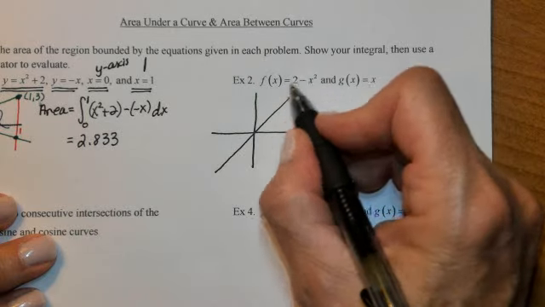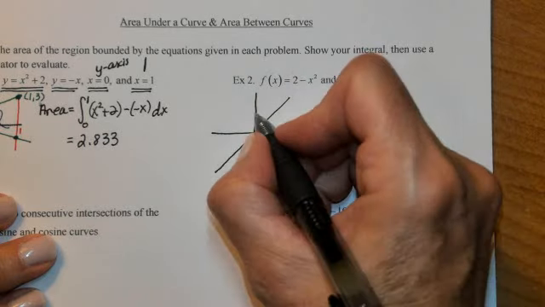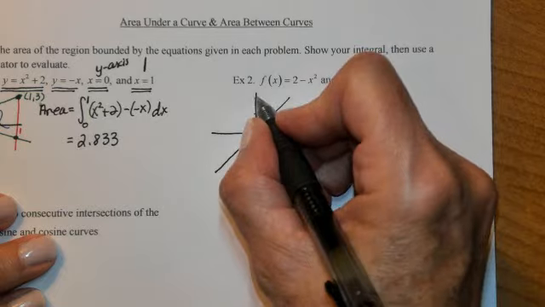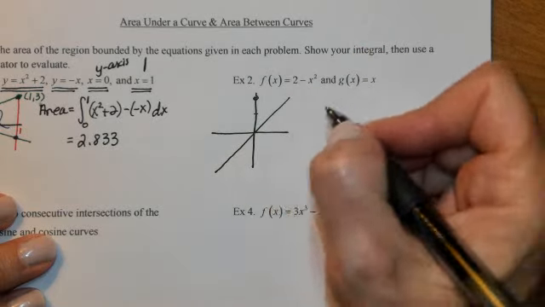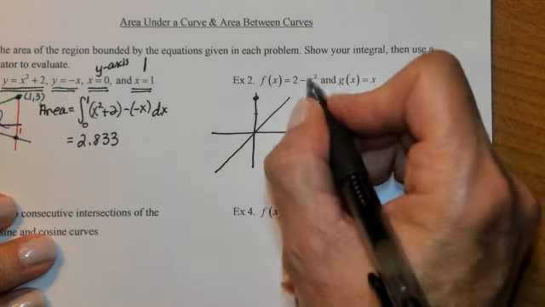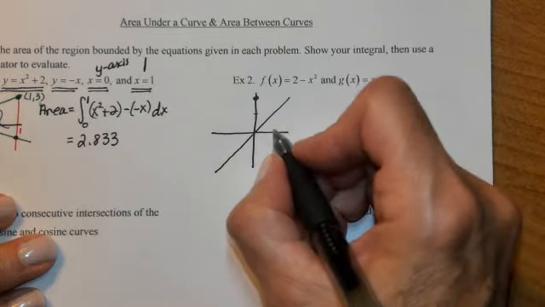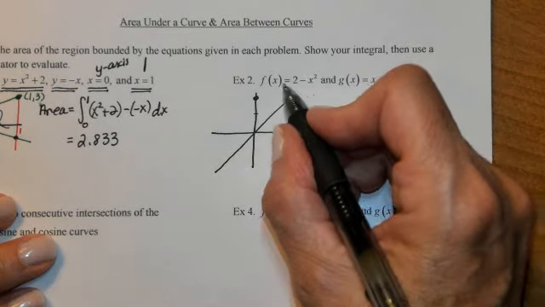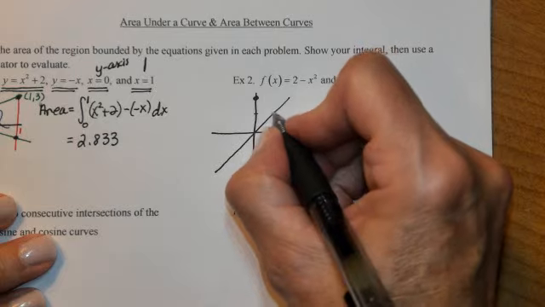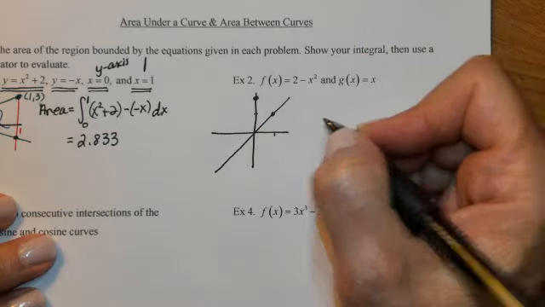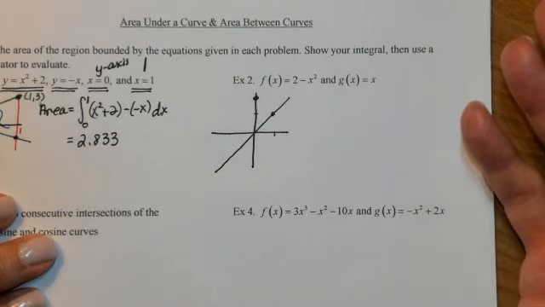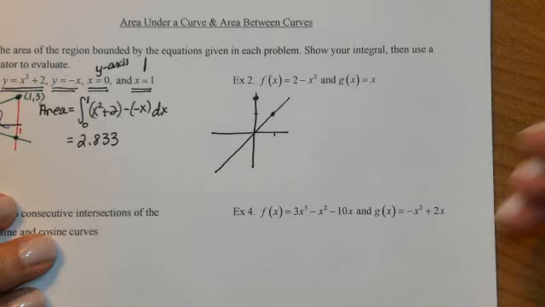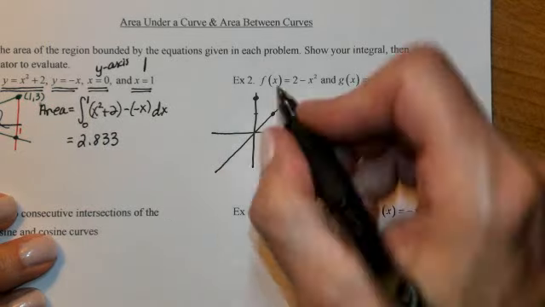And now for the parabola, I go 2 units up, right? And this parabola is going down. Let's plug in a point. When x is 1, what is y? When x is 1, y is 1. So we've already found one side of our boundary. We've already found our upper boundary.